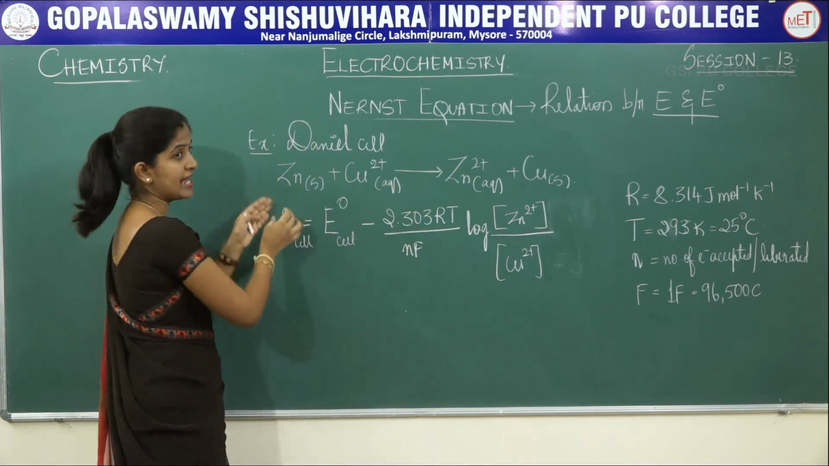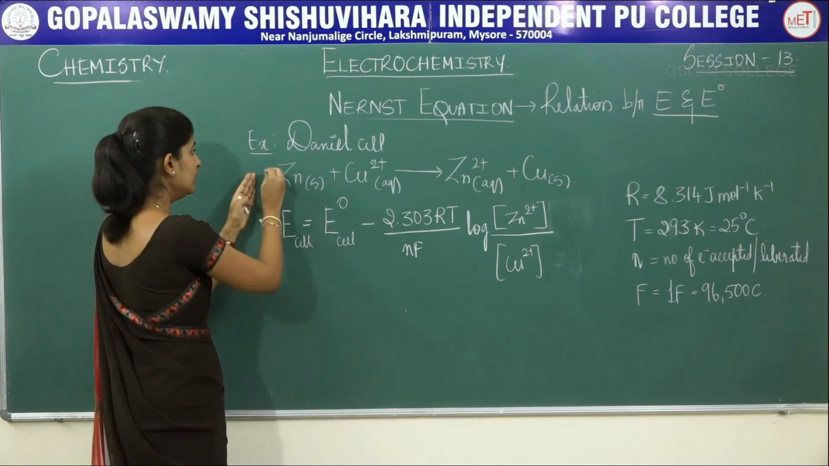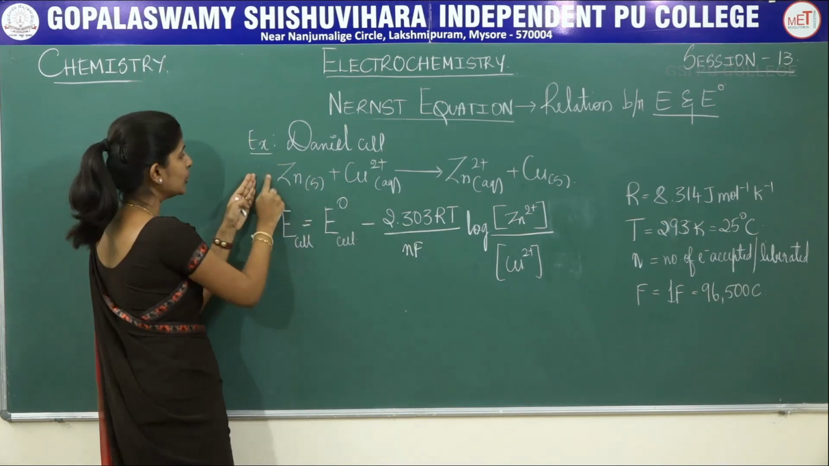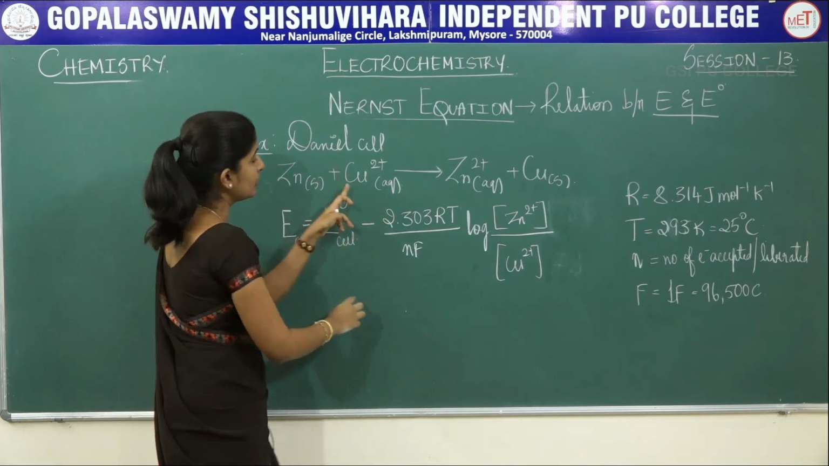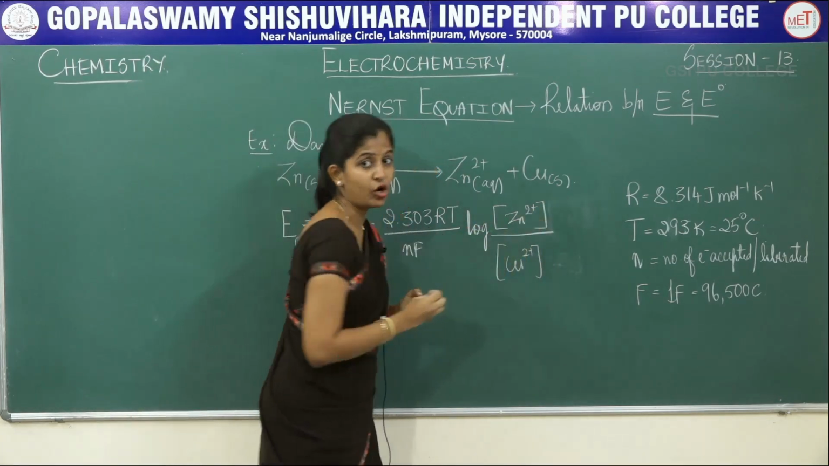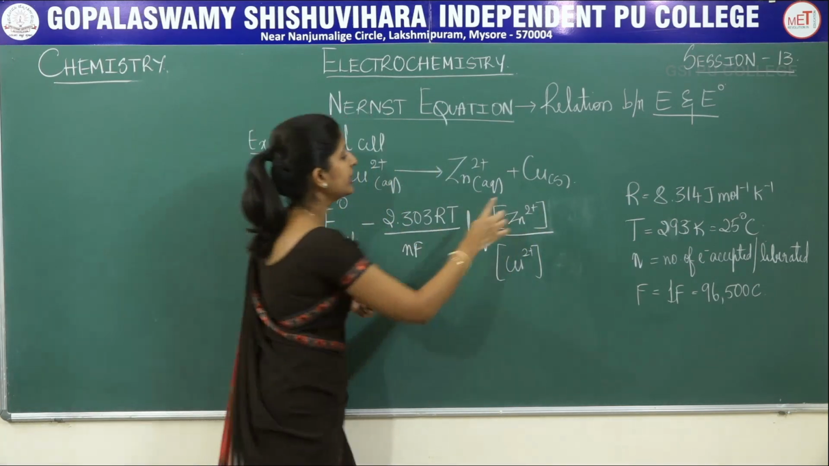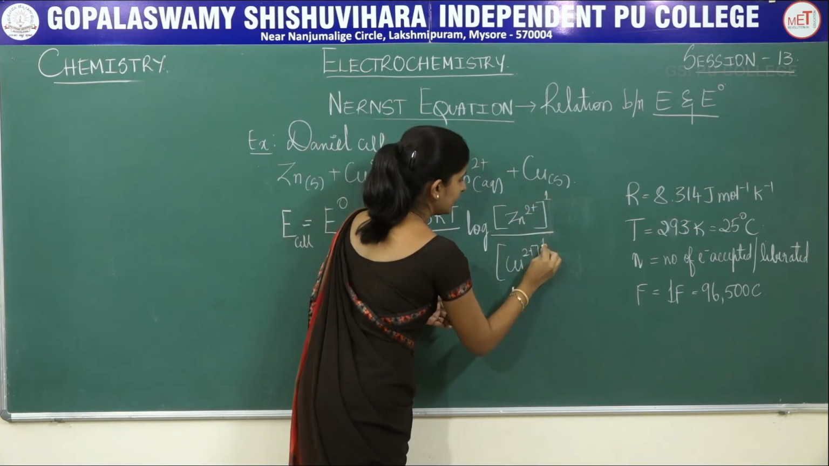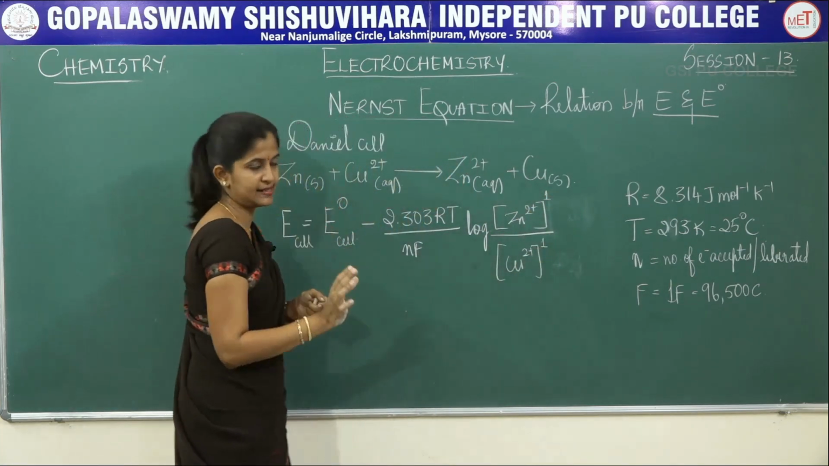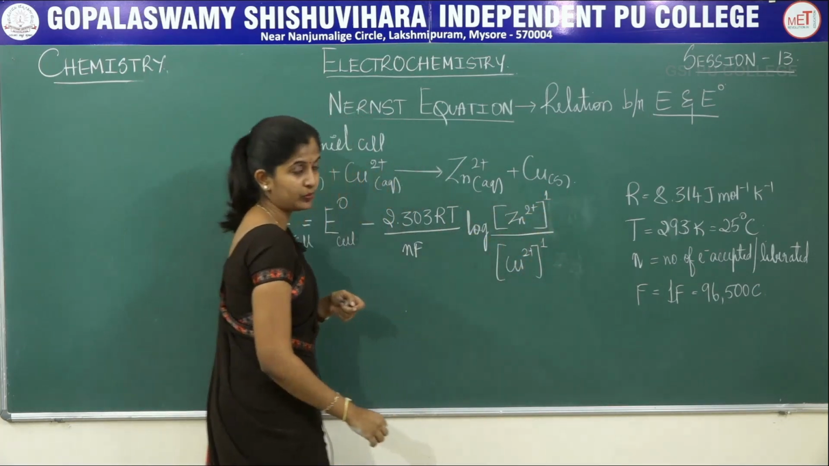Think that you have a cell reaction wherein you have a different coefficient, say this is 2. What you have to do is raise to the power of its coefficient. What is the coefficient? The chemically balanced equation's coefficient. You have to raise it to that. Here I can write it as raised to the power of 1, raised to the power of 1, which means it is one and the same: the concentration of Zn2 plus divided by concentration of copper 2 plus.